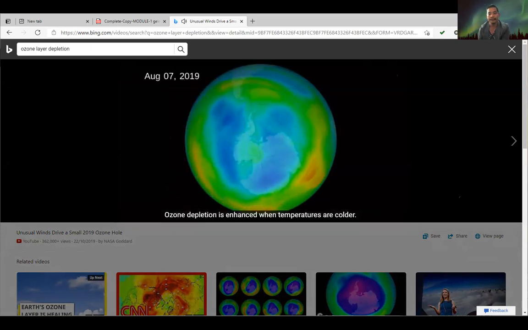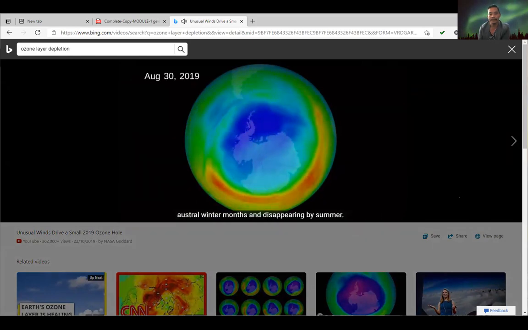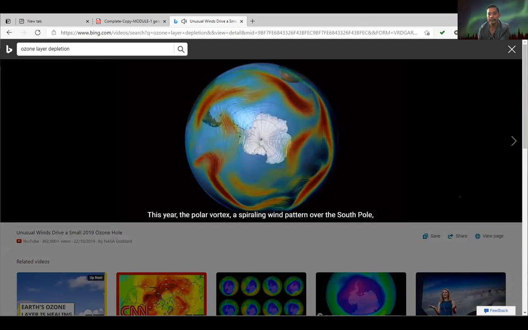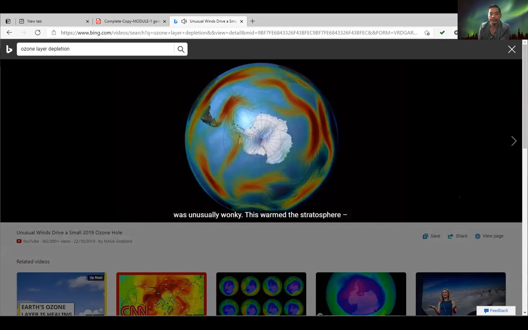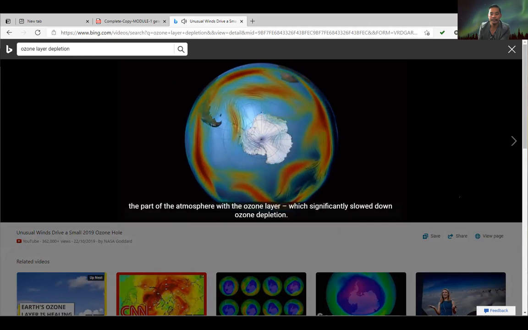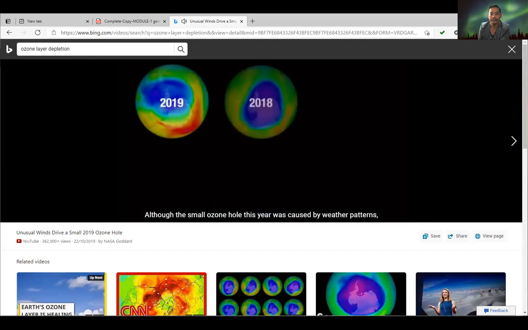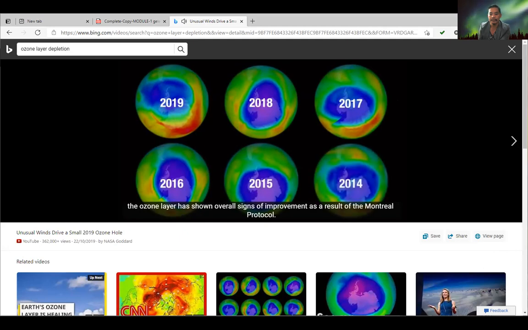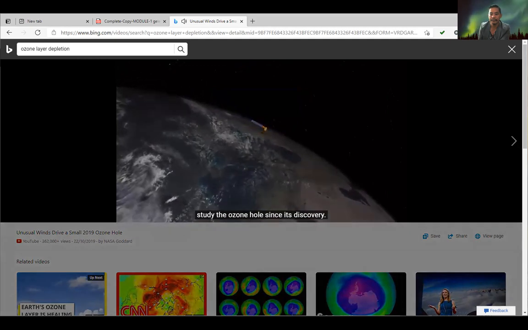Ozone depletion is enhanced when temperatures are colder, so the ozone hole fluctuates with the season, appearing during the colder austral winter months and disappearing by summer. It reaches an annual maximum size in early southern spring, usually in October. This year, the polar vortex, a spiraling wind pattern over the South Pole, was unusually wonky. This warmed the stratosphere, the part of the atmosphere with the ozone layer, which significantly slowed down ozone depletion. Although the small ozone hole this year was caused by weather patterns, the ozone layer has shown overall signs of improvement as a result of the Montreal Protocol. NASA and NOAA have worked together to study the ozone hole since its discovery.